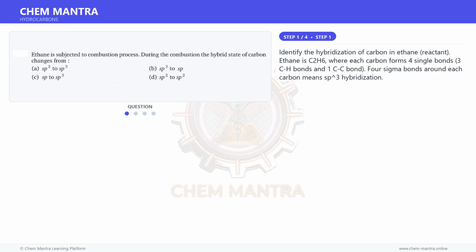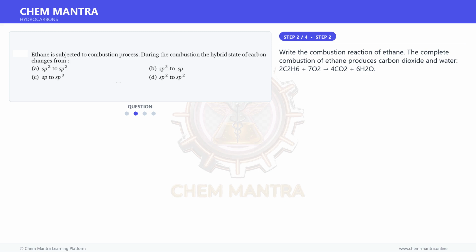Identify the hybridization of carbon in ethane reactant. Ethane is C2H6, where each carbon forms 4 single bonds, 3 C-H bonds and 1 C-C bond. 4 sigma bonds around each carbon means sp3 hybridization. Moving on to the next step.